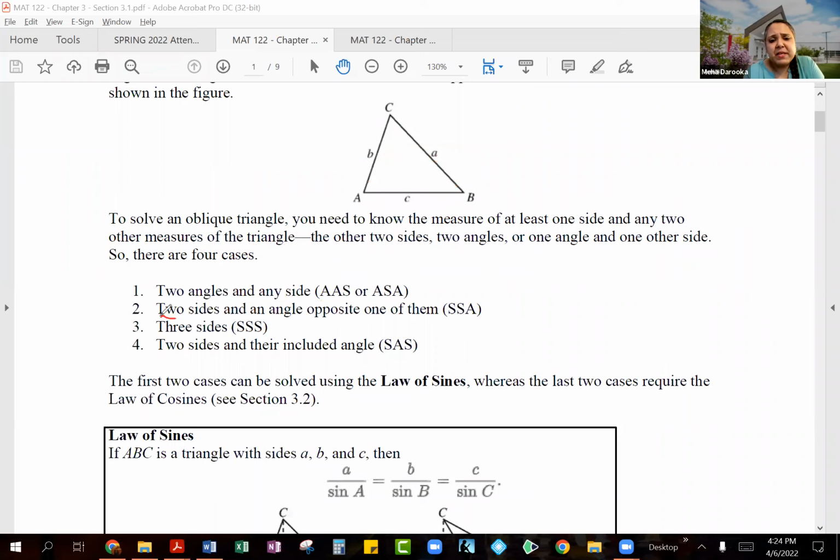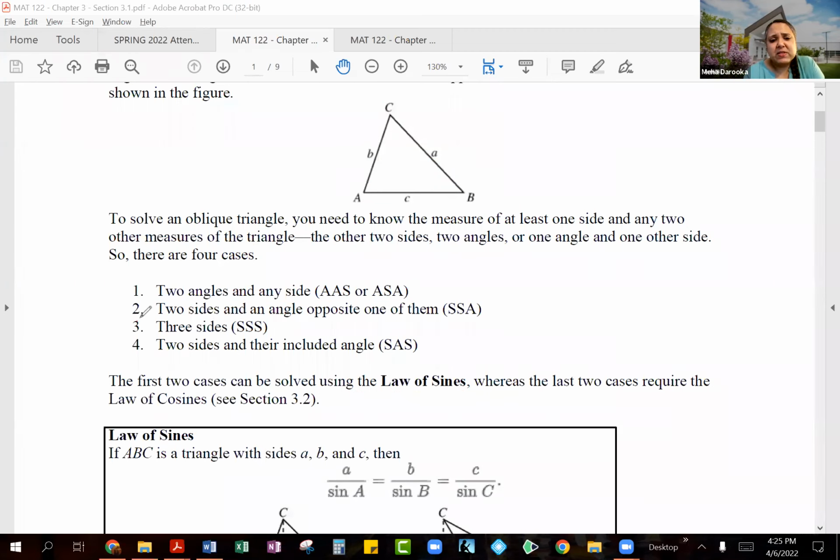The other one could be two sides and an angle opposite one of them. So let's say these are the two sides that we are given, then one of the angles opposite them could be angle B or angle C. For these first two cases, we actually use the law of sines, which is what we're doing in this section.